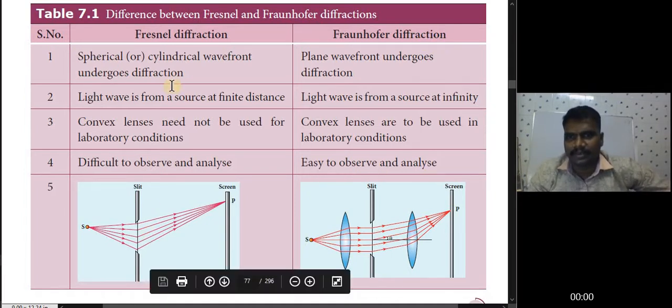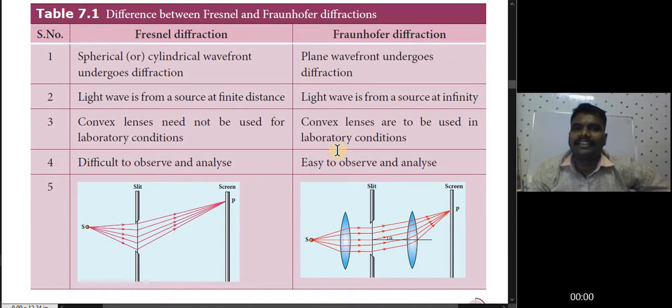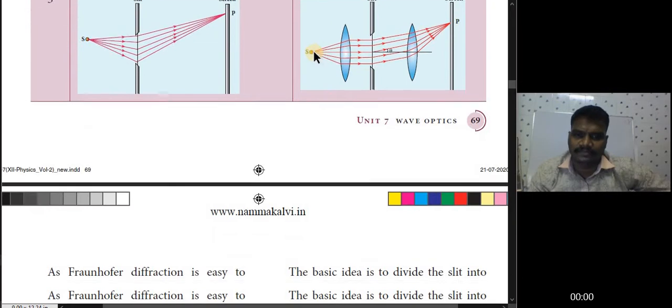This is the diagram for the Fresnel diffraction. This is the diagram for the Fraunhofer diffraction. So these 5 points are very important for your objective type questions as well as the 2-mark question. Please note it down. This is the question for the difference between Fresnel and Fraunhofer diffraction.